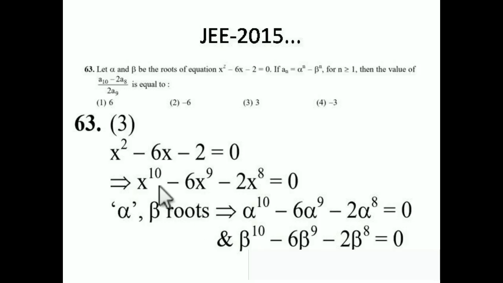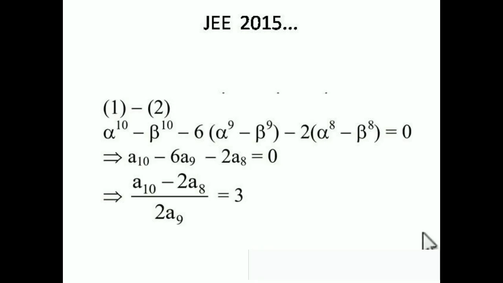So if I put alpha here, then it is alpha raised to 10 minus 6 alpha raised to 9 minus 2 alpha raised to 8. And then if I put beta here, it is beta raised to 10 minus 6 beta raised to 9 minus 2 beta raised to 8 is equal to 0. Okay. Now what I am going to do, I am just going to subtract these two equations. So equation 1 minus equation 2, then I get alpha raised to 10 minus beta raised to 10.